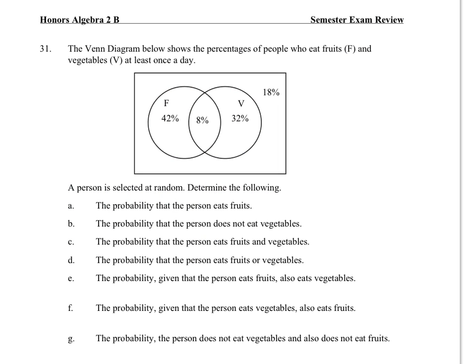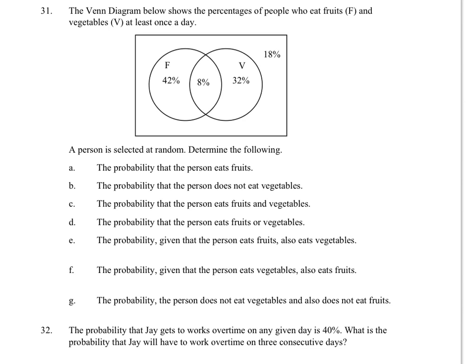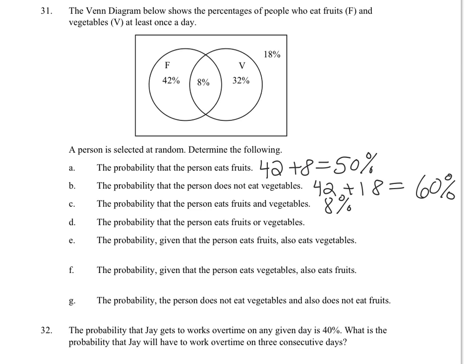Okay, so in 31, they labeled the Venn diagram for us. Probability person eats fruit. So that would be the 42% plus the 8%, or 50%. Does not eat vegetables. So I'm going to take the fruit only plus the no fruits or vegetables and add those up and get 60%. Eats fruits and vegetables is the intersection, so that's the 8% in the middle.